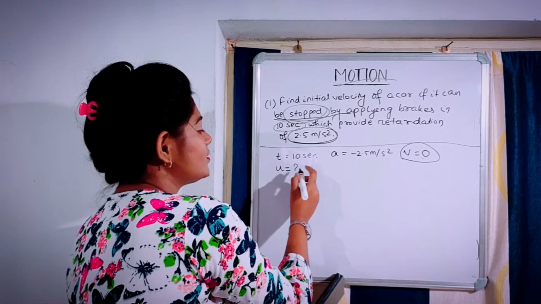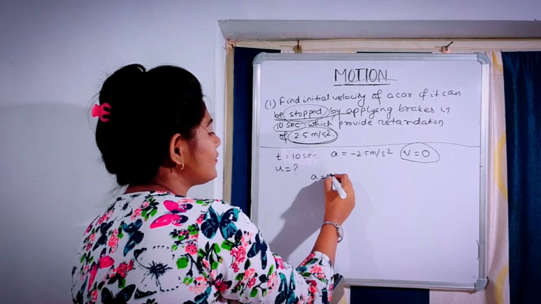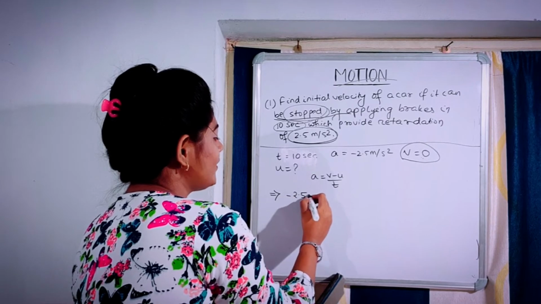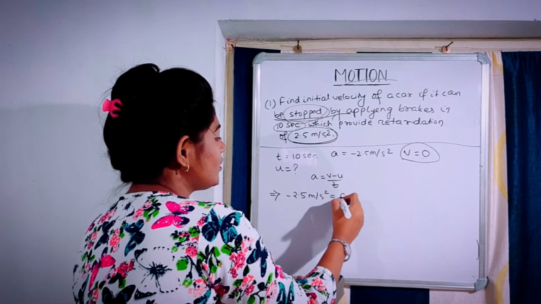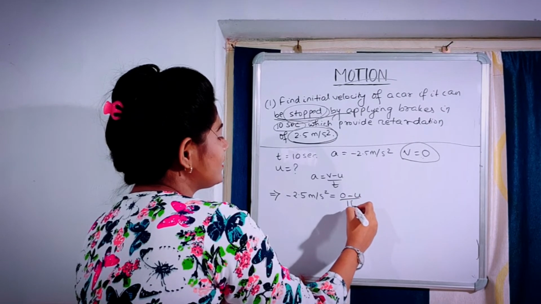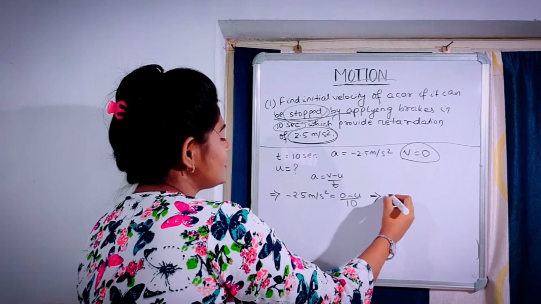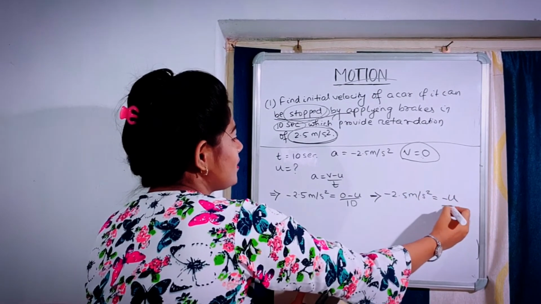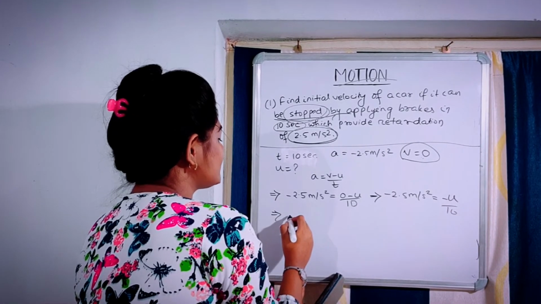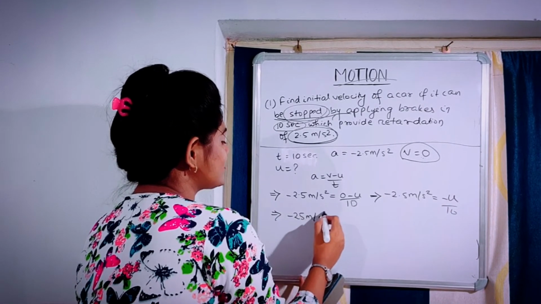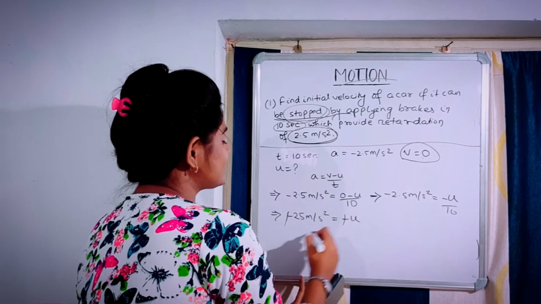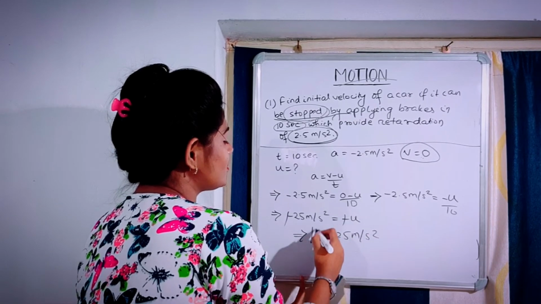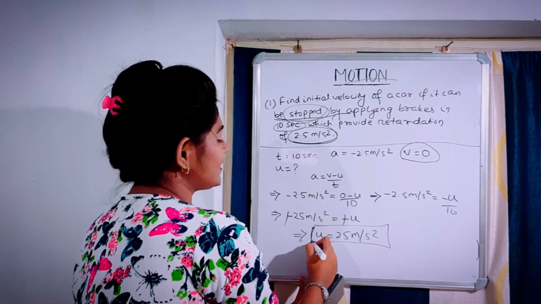u. So now the formula is a is equal to v minus u by t. This implies minus 2.5 meter per second square is equal to 0 minus u by 10. This implies minus 2.5 meter per second square is equal to minus u by 10. This implies minus 25 is equal to minus u. Minus minus cancels. This implies u is equal to 25 meter per second. So this is our initial velocity.